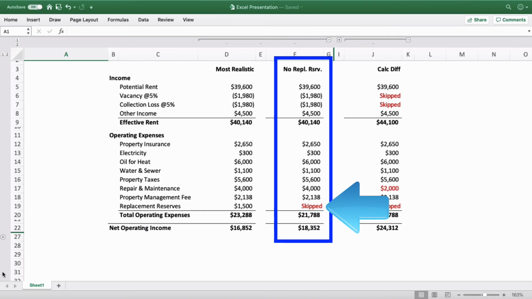Replacement reserves are one of those expenses some investors include in operating expenses and other investors take out after net operating income and before cash flow. And we discuss more about that concept in a different video linked to at the bottom of this video.